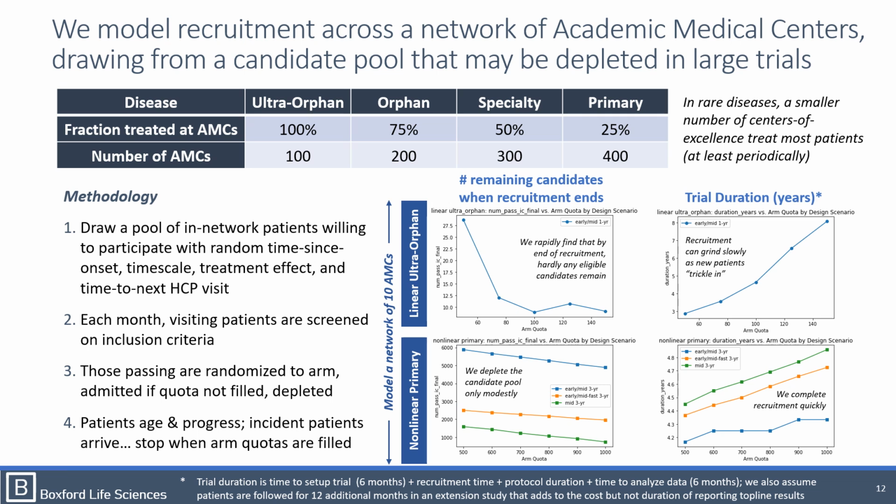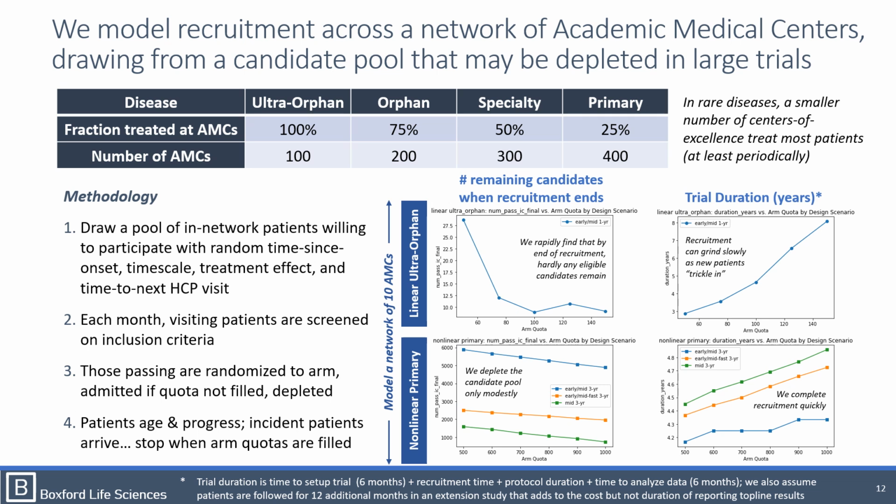For linear ultra-orphan, what we see is once we move beyond about 75 patients in the trial, we exhaust all the candidates that are in network, and it takes a long time, years, for new patients to slowly trickle in to fill quotas that are larger than 75 patients. So if we need to do a larger trial, we need to use more than 10 sites, but of course there's only 100 sites that are out there. So we see immediately that these ultra-orphan studies are very difficult to recruit.